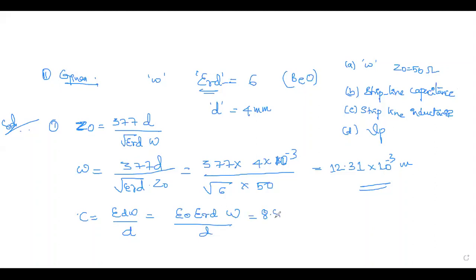Epsilon naught value is directly 8.854 into 10 to the power minus 12. Epsilon RD value is given already, it is 6. And the W value you have calculated above, 12.31 into 10 to the power minus 3, divided by 4 milli, 4 into 10 to the power minus 3. 10 power minus 3 and 10 power minus 3 get cancelled. Rest of the thing, you solve it and tell me the answer in terms of picofarad, 10 power minus 12. 163.48 picofarad.